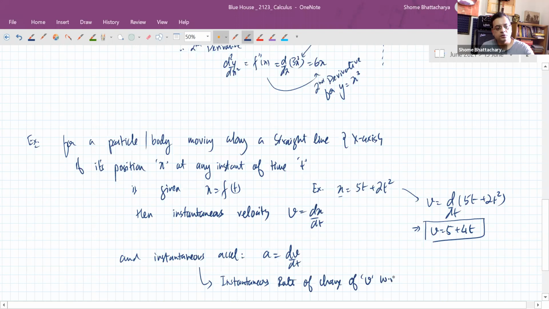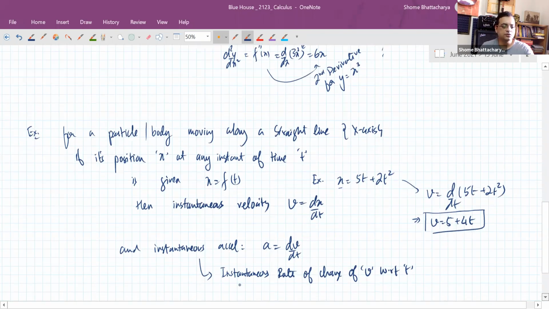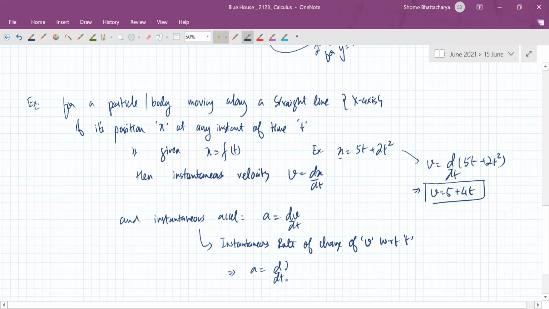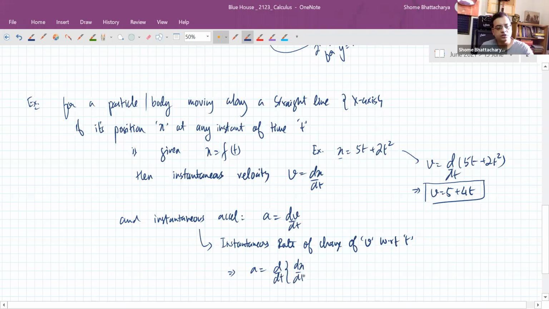Of v with respect to t. So that becomes this. Okay. Now you can see that since v is equal to dx by dt, we can also say that a is equal to the rate of change of velocity with respect to time, or acceleration has a relationship with position in that it is the second derivative of position with respect to time.